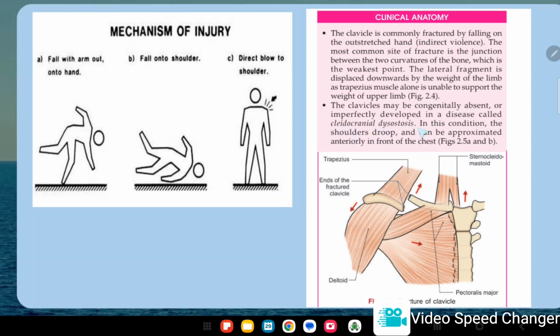And what will happen in this condition? The shoulders droop, right? If there is no clavicle, how can our shoulders be like this? This is our shoulder, the clavicle. With no clavicle, our shoulders will be like this. There is a drooping of the shoulders, and they can be approximated anteriorly in front of the chest. If there is no bone here, you can bring your shoulder to the front as well. Let me show you a picture.